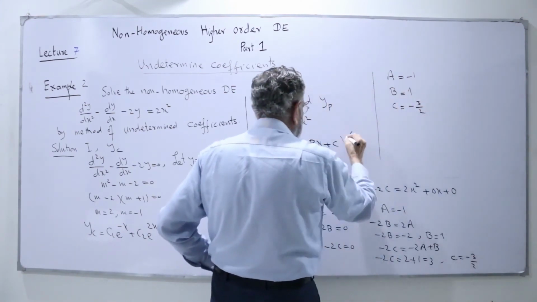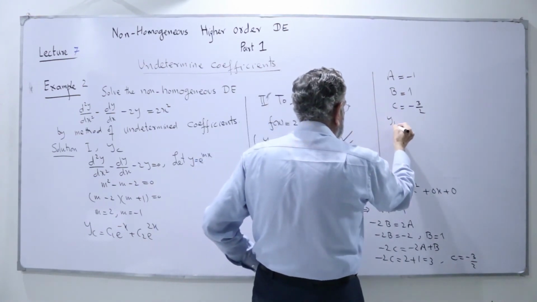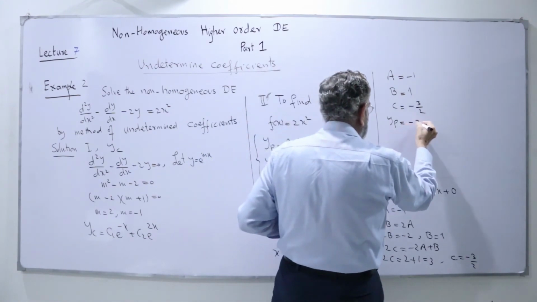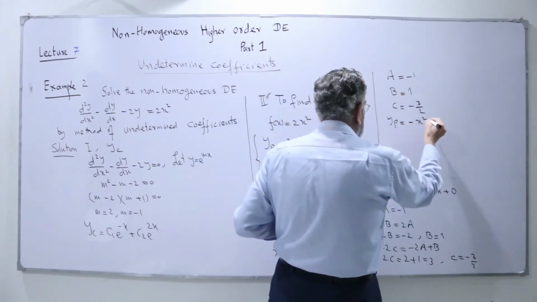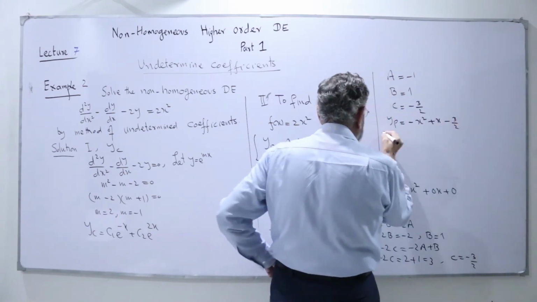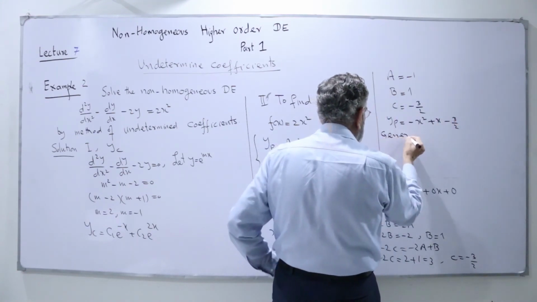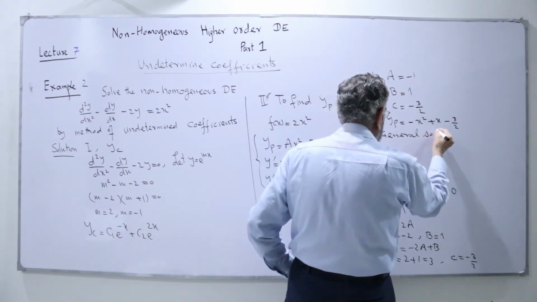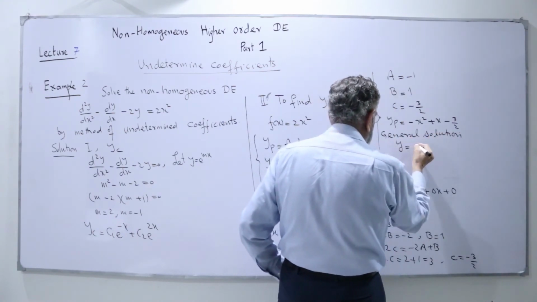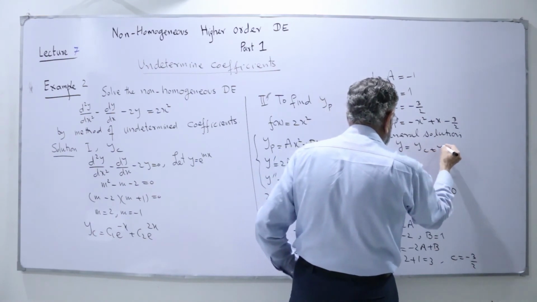I put the value of a, b, and c in yp. So my yp comes to be equal to a is minus 1, we get minus x square, b is 1, plus x, c is minus 3 by 2. I want to write my general solution. So my general solution, as I described before, is the combination, the superposition, of yc and yp.